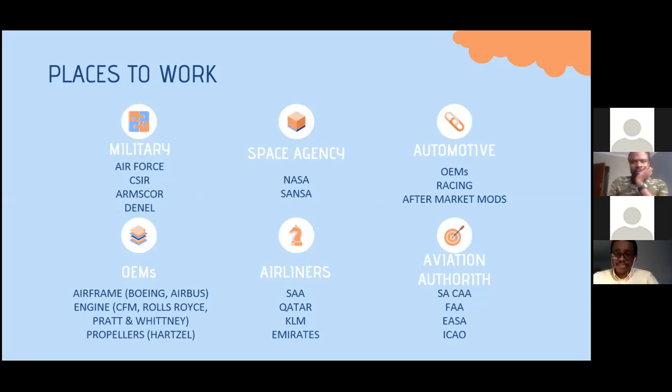Then you have your space agencies. You have SANSA, the South African National Space Agency. You have NASA, which is the US, and then I forgot what the Russian ones and the Chinese ones are called.